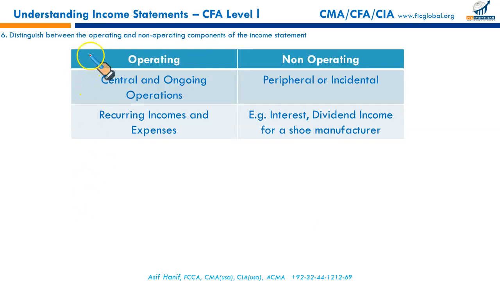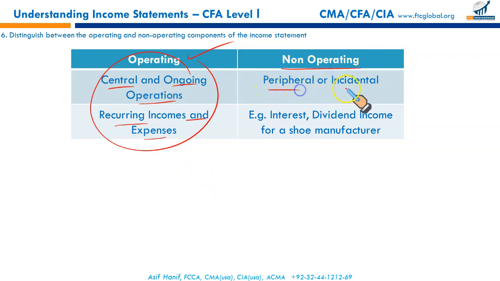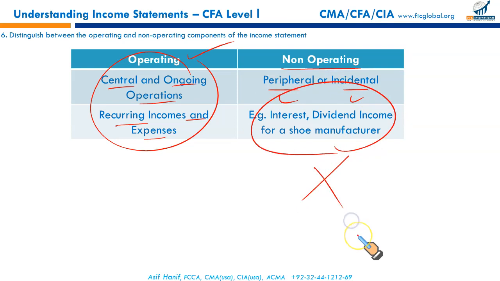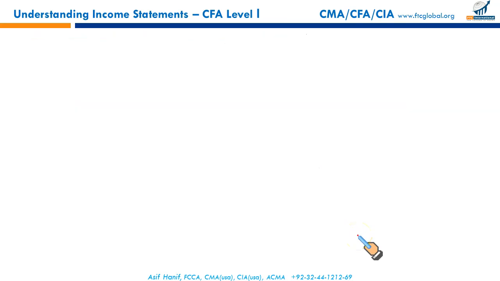Next reading is distinguish between the operating and non-operating components of the income statement. When you say operating components, these are central and ongoing operations of the business from which we keep on receiving our revenues and for which we keep on spending our expenses. So ongoing and central operations, any revenue generated from this and expenses incurred thereon. When you say non-operating, these are peripheral or incidental expenses, peripheral or incidental revenues that are not central and that are not from the main operations of the business.